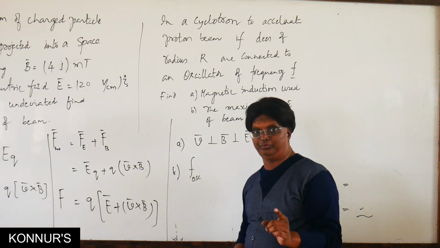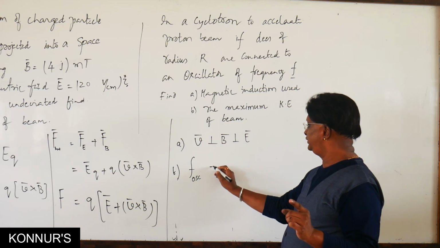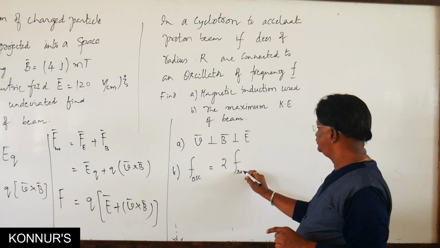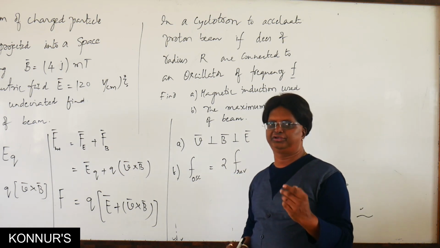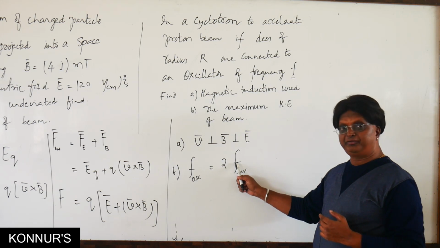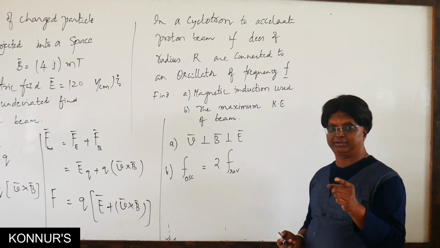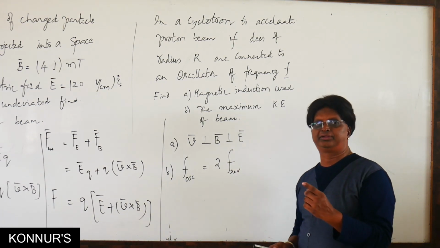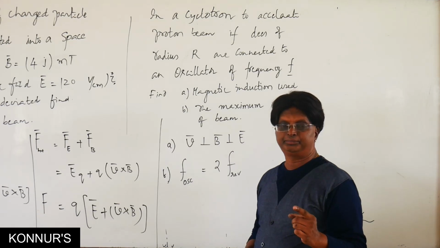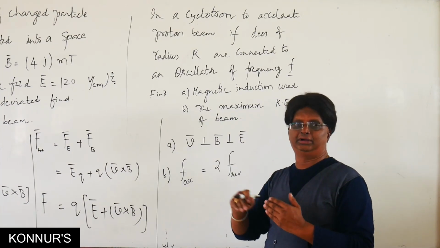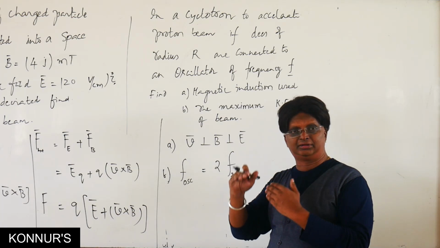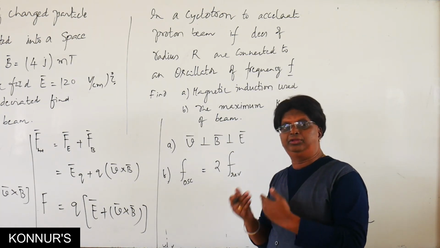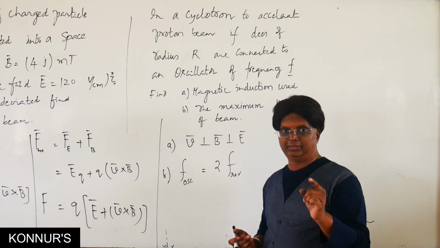Remember, the frequency of the oscillator I am using should be 2 times the frequency of revolution of the particle. This is the first condition you need to remember. If f is the frequency of revolution of the particle in the magnetic field, then the oscillator frequency is 2f. And we know that the frequency term is independent of energy. The size of the circle described by the beam gradually increases. Also, energy increases, but frequency remains the same.